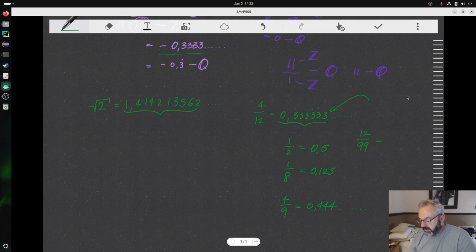All right, and remember, 4 by 9 is a rational number. 12 by 99 is a rational number. How do we know that? Because it is expressed as a ratio between two integers. Okay, so let's calculate 12 by 99. This gives us a little something different. Look at this. 0.12121212, and so on and so on and so on.